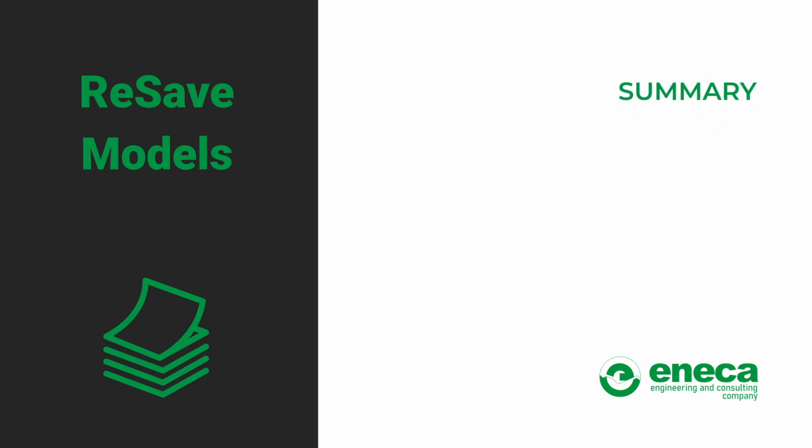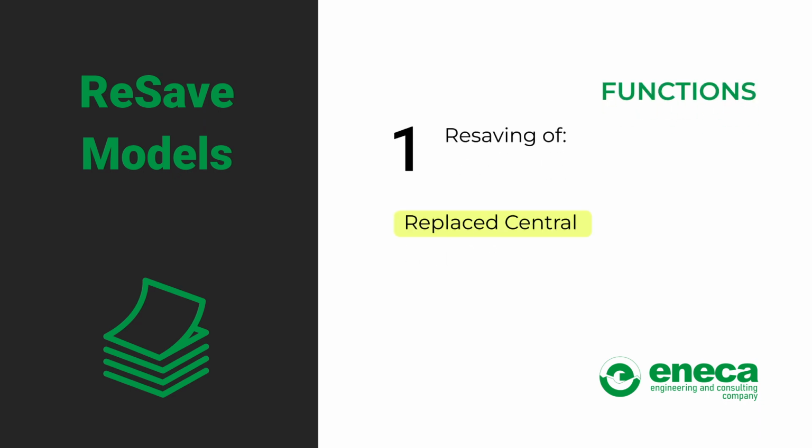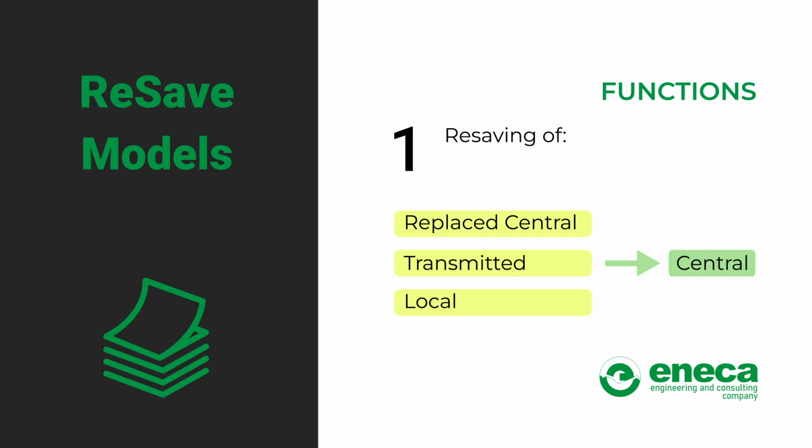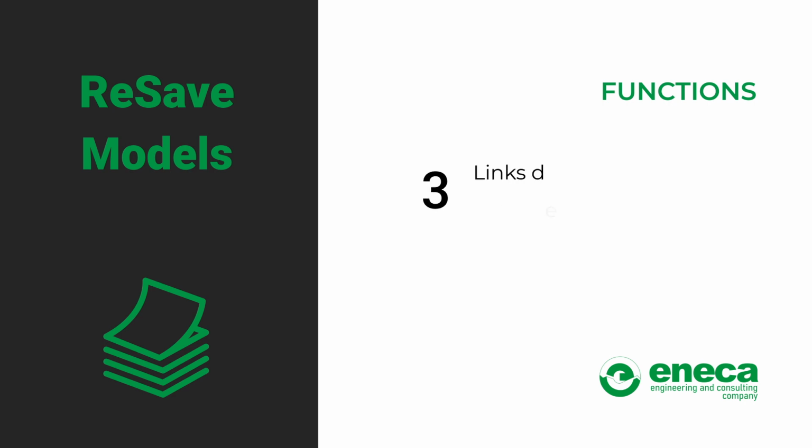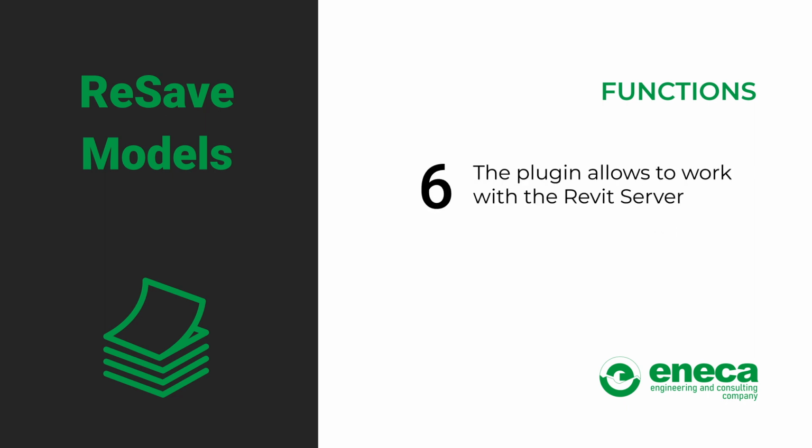Summary. To sum up, ReSave Model serves the following functions: resaving of replaced central files, files in transmitted state, local copies and simple local files into central models in a batch mode. Creates transmitted models, which are copies of central models, in a batch mode. Sets to disable links when resaving. Batch renaming of models. Creates NWC of a model in a batch mode. The plugin allows to work with the Revit Server.